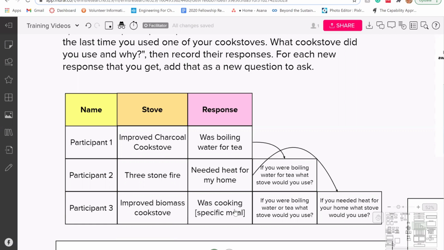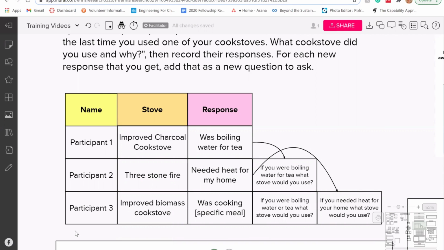And so following that line of questioning, what about the meal requires the stove to be used? Would you ever consider using the other ones, and recording those responses? And then following up with, if you were to boil water for tea, what stove would you use? And if you needed heat for your home, what stove would you use? So continuing to build that out.